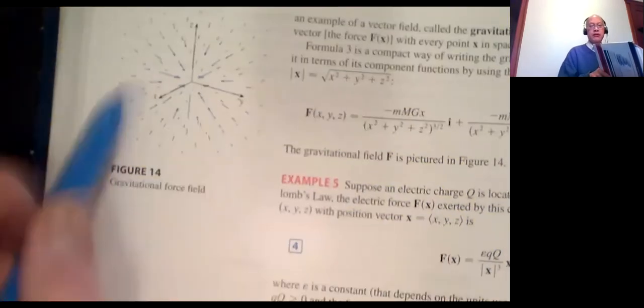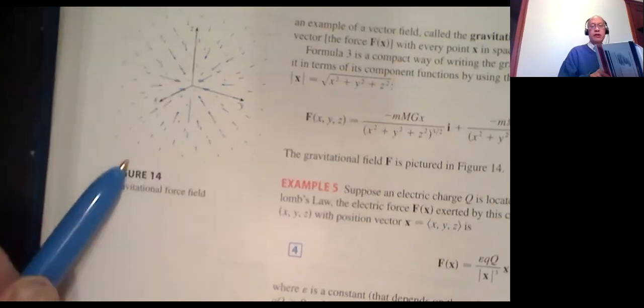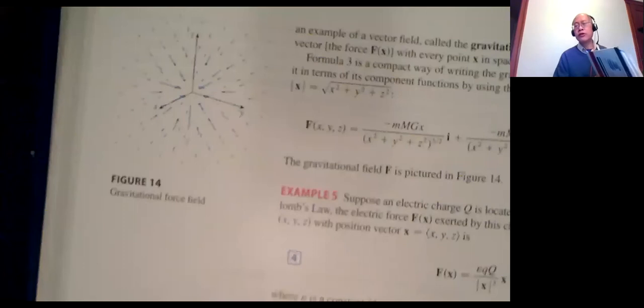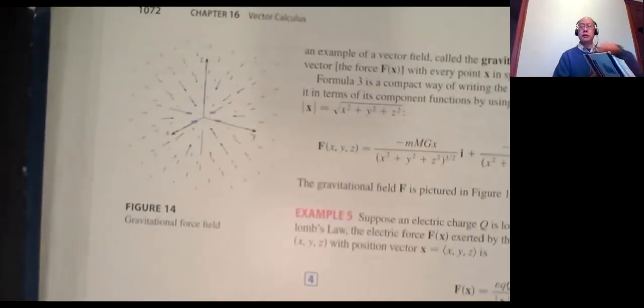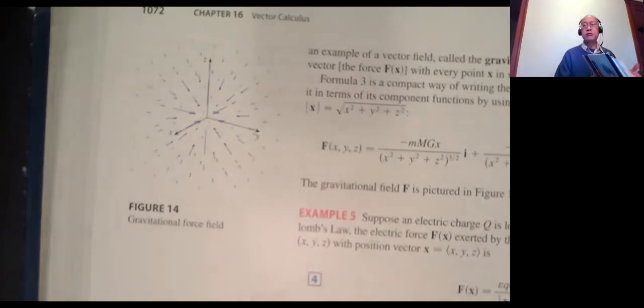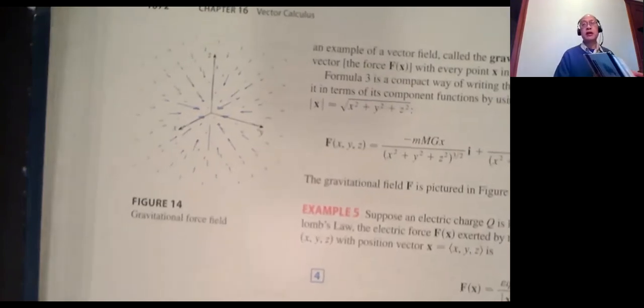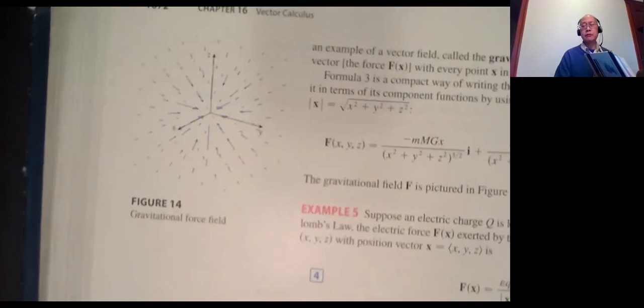So if you're here, it's going that way. If you're here, it's going that way. If you're down here, it's going that way, and so on, right? So wherever you are on Earth, you could be standing anywhere on the Earth, assuming you're on the surface of the Earth, it's the same distance away from the center.